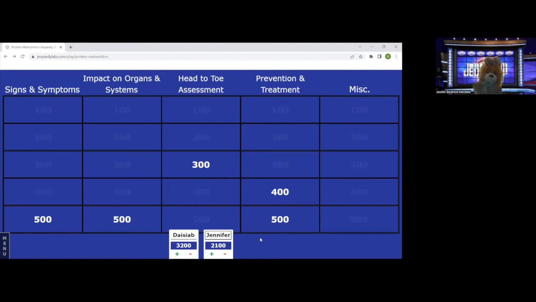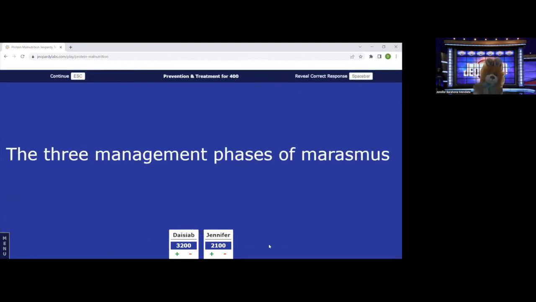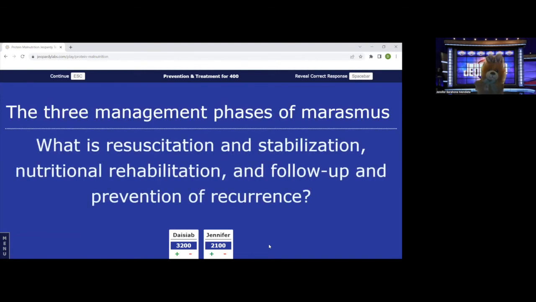Let's do treatment and prevention for 400. The three management phases of marasmus. What is resuscitation and stabilization, nutritional rehabilitation and follow-up and prevention of reoccurrence? That is correct.